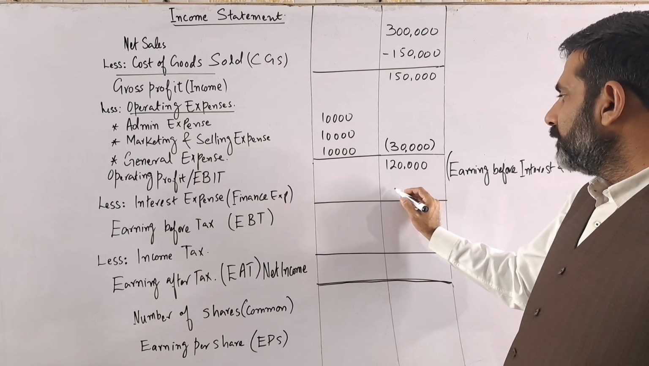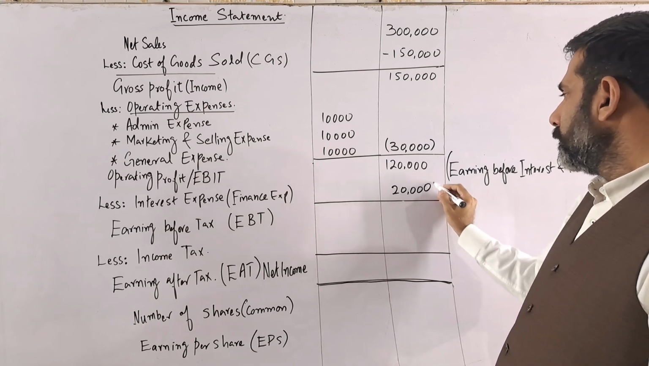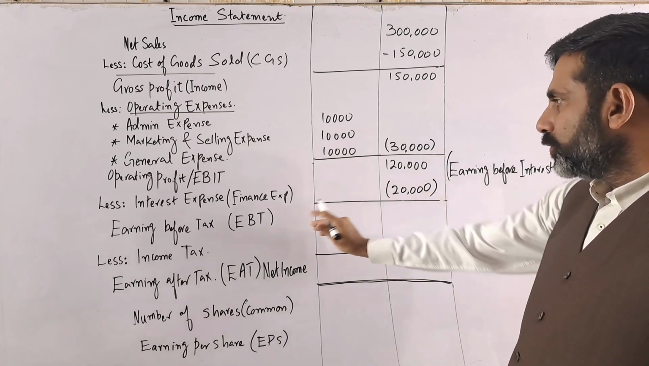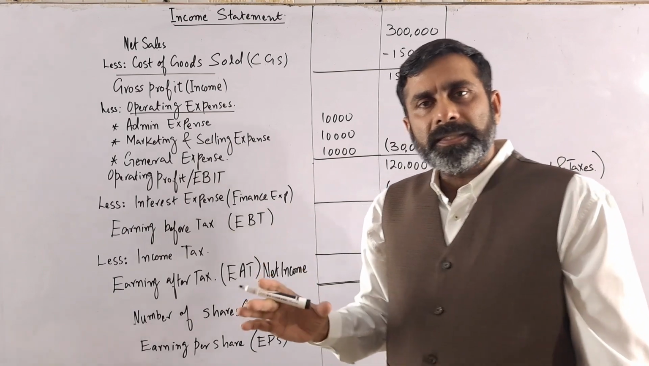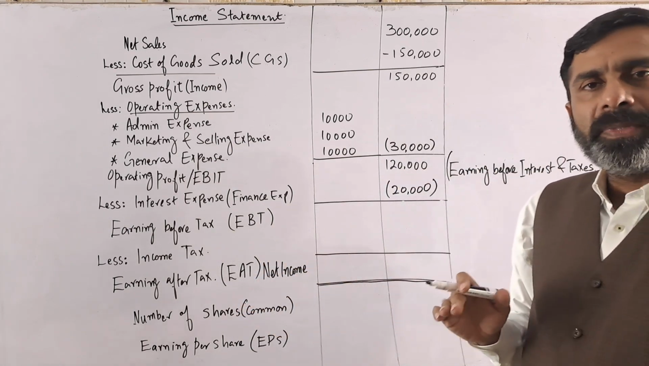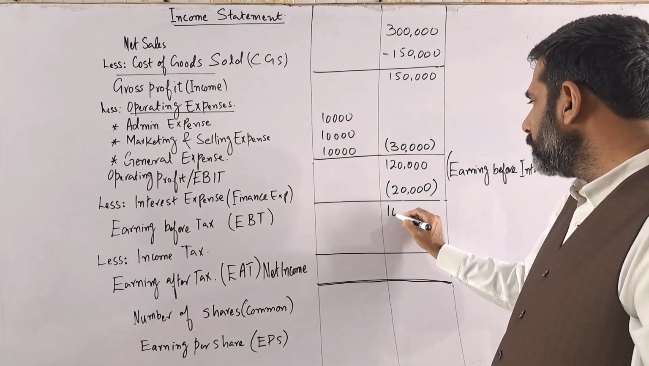So we will write here, for example, if it is 20,000, it will be subtracted. So we have an earning before tax, meaning this is the profit, but still the business has not paid the tax from that, so it is 100,000.